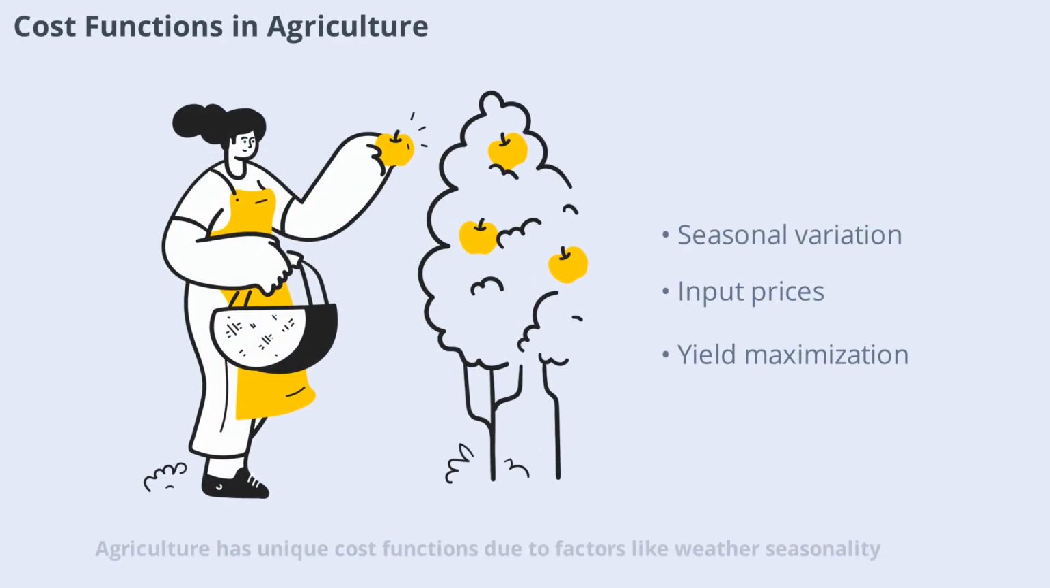Agriculture has unique cost functions due to factors like weather, seasonality, and input prices. Variable costs can fluctuate widely, making cost prediction challenging. Farmers use cost functions to plan planting, harvesting, and investment decisions, aiming to maximize yields and profits.